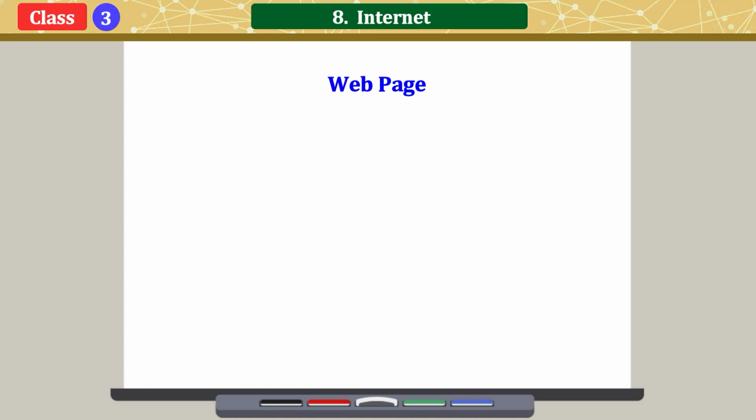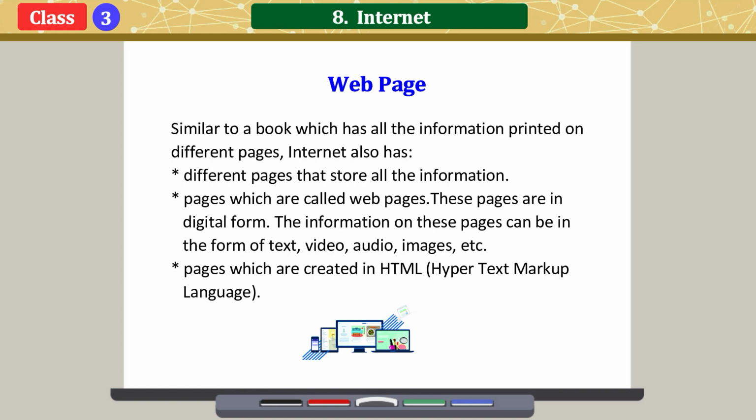Web page. Similar to a book which has all the information printed on different pages, Internet also has different pages that store all the information. Pages which are called web pages. These pages are in digital form. The information on these pages can be in the form of text, video, audio, images, etc. Pages which are created in HTML.